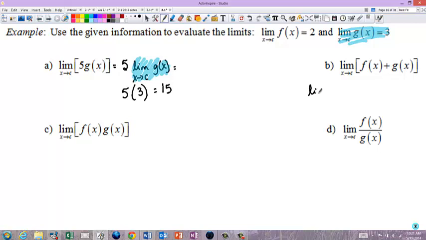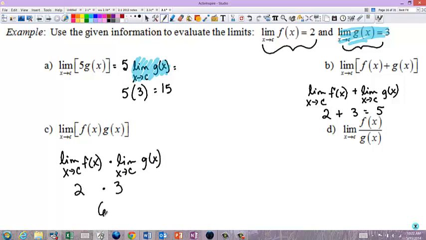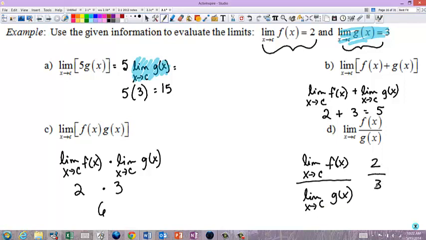B, I can split this up into the limit as x approaches c of f of x plus the limit as x approaches c of g of x. Well, the limit as x approaches c of f of x is 2. G of x is 3. 2 plus 3 is 5. Same thing here. I can say that's the limit as x approaches c of f of x times the limit as x approaches c of g of x. Well, this one is 2. This one is 3. 2 times 3 is 6. Same thing again. I can rewrite it and say the limit as x approaches c of f of x over the limit as x approaches c of g of x. Well, the one on the top is 2. The one on the bottom is 3, so it's simply 2/3.